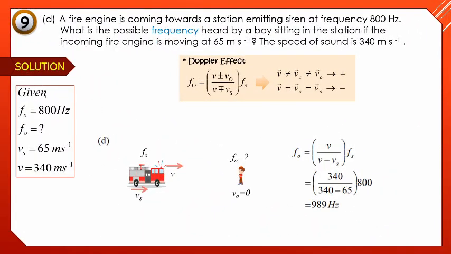For question number 9d, a fire engine is coming towards a station emitting siren at the frequency of 800 Hz. What is the possible frequency heard by a boy sitting in the station if the incoming fire engine is moving at 65 meters per second? So we will use the Doppler effect equation, where the frequency heard by the boy is equal to v over v minus vs times fs. V minus vs because the direction of v is opposite to the direction of vs. When we substitute in the equation, we get the frequency heard by the boy, which is equal to 989 Hz.